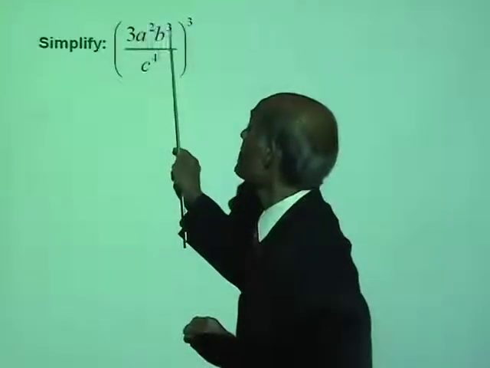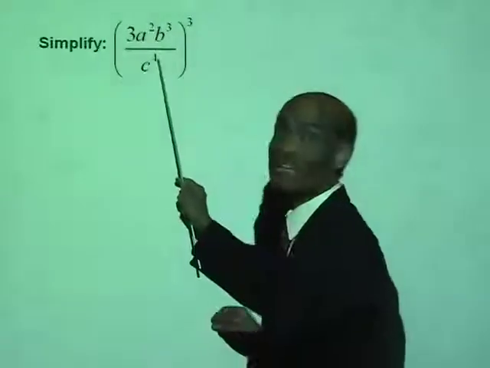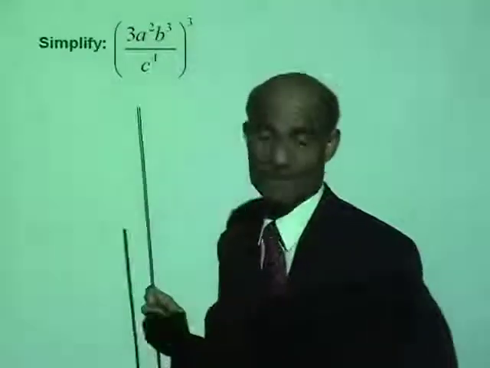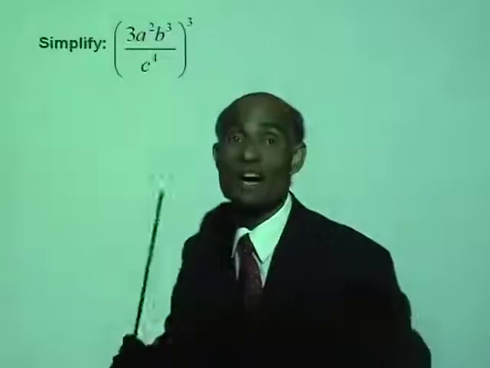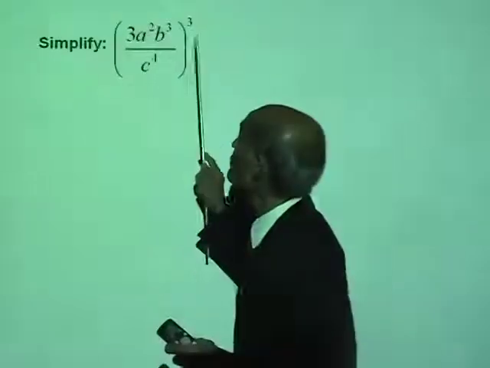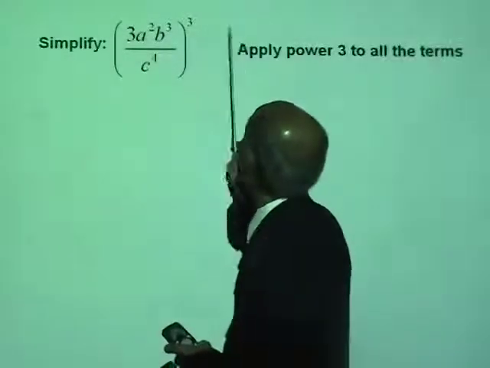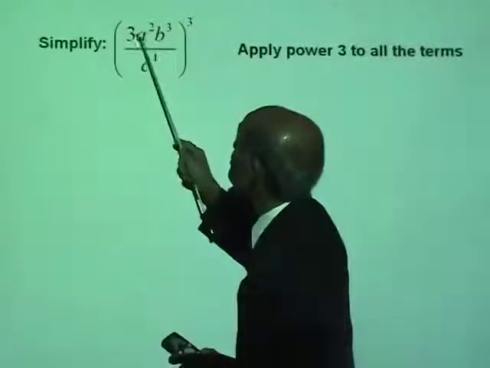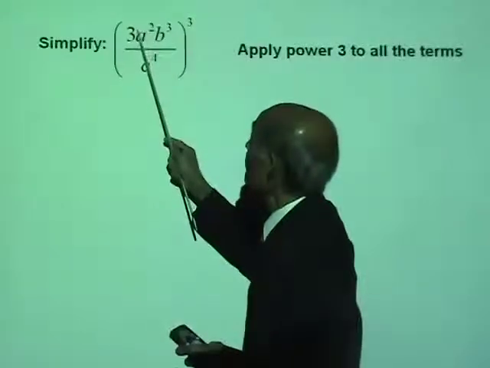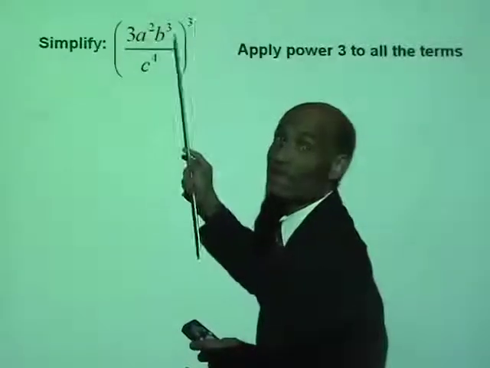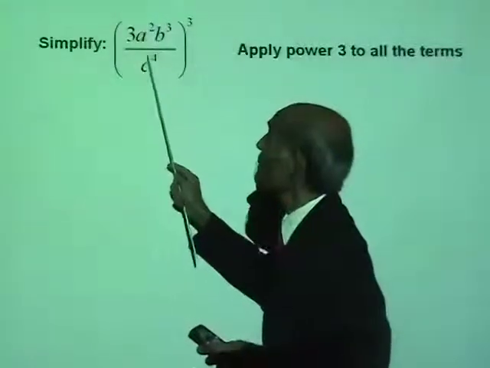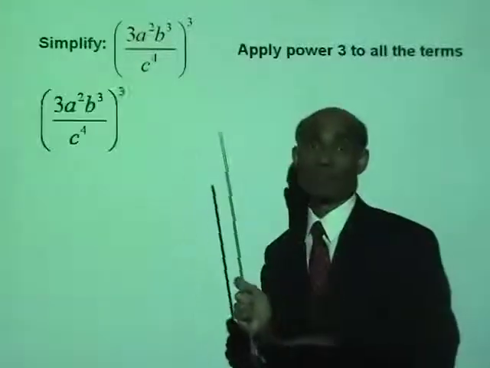3a squared b cubed all over c to the power of 4, all raised to the power of 3. What will be the first task that we need to do in simplifying this? Well, the first task is to give this power 3 to each of the numbers here. Raise 3 to the power of 3. Raise a squared to the power of 3. Raise b cubed to the power of 3. And raise c to the power of 4 to the power of 3. Let's do that.